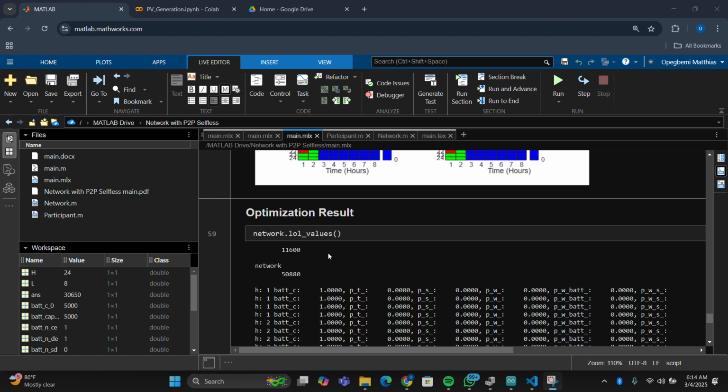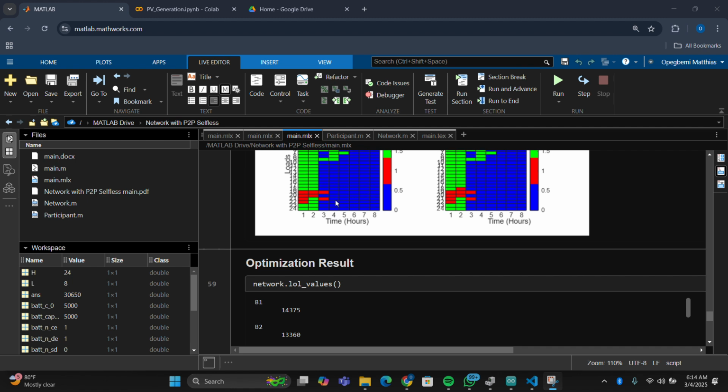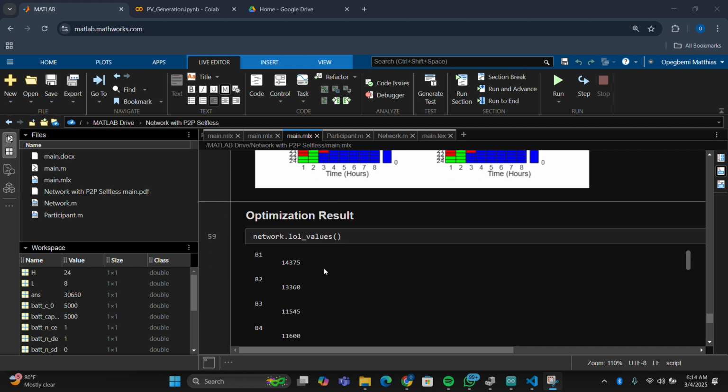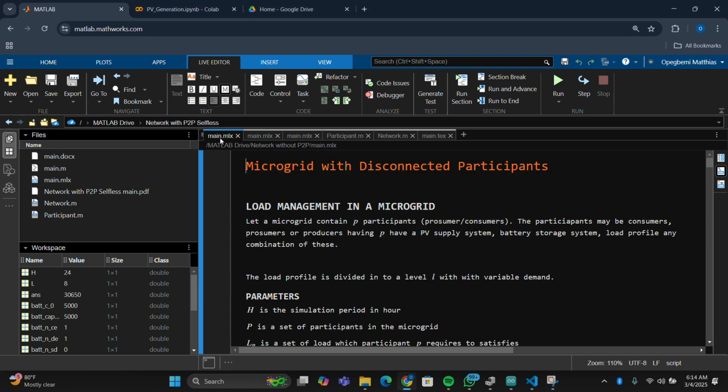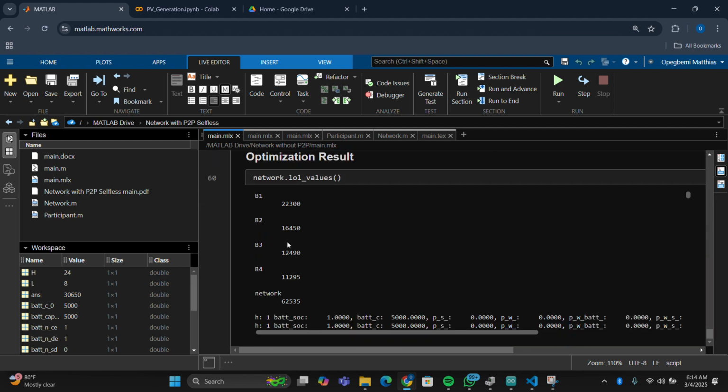In the loss of load, we see that it has gone from 62,000 to 50,800, which is a great improvement. The loss of load now ranges from 1,400 to 1,100, which is very little variation compared to the first case, where it moved from 22,000 to 11,000. So there's an improvement.